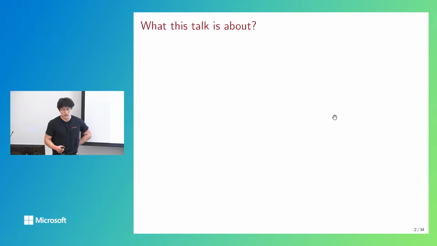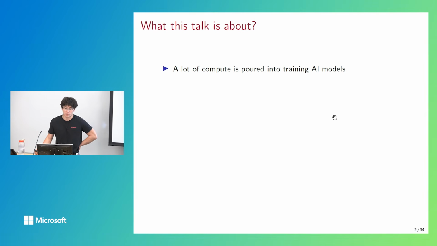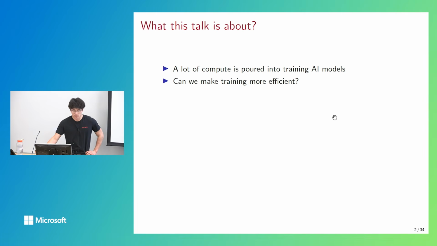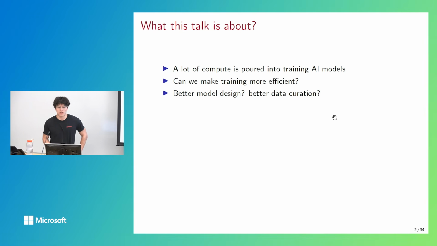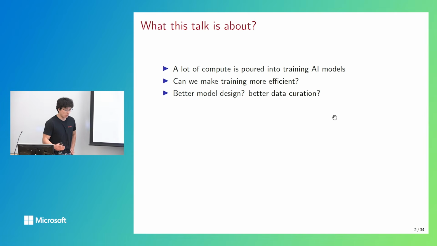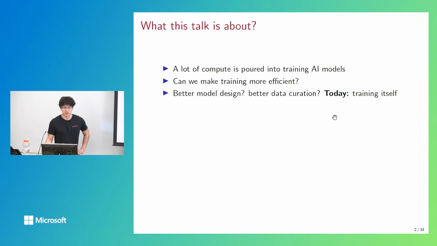So what is this talk about? Motivated by the current situation where a lot of compute is going into training AI models, we would like to make the training more efficient. And to tackle this question, there could be many different approaches, like coming up with better AI model design, architecture, or coming up with better data, and so on. But today we're going to discuss training itself more directly.